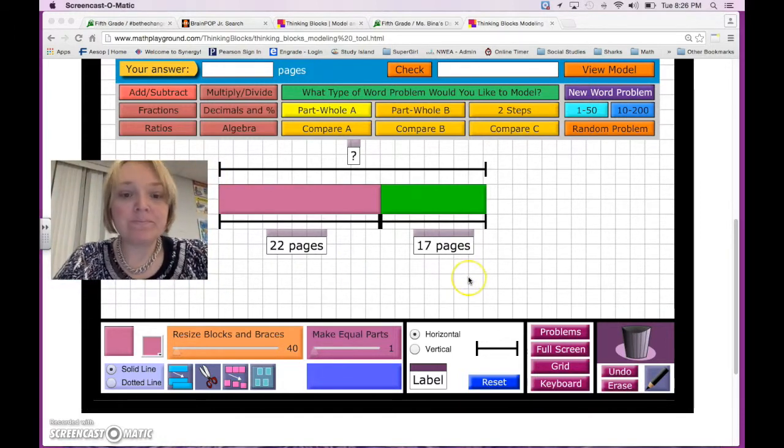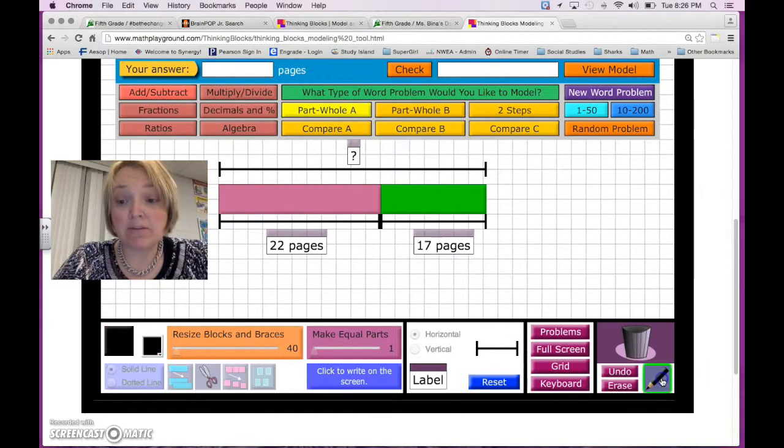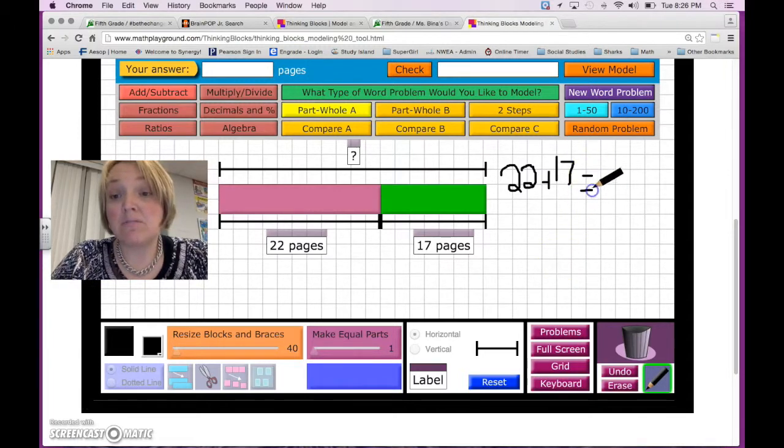Okay. So when I'm looking at this now, I have to determine how I am going to get my question mark. Well, I can do a couple different equations. It looks like I'm going to take my pencil tool right now, and if I add 22 plus 17, that's going to give me my question mark. So one of my equations can be 22 plus 17, and I'm writing with my mouse pad, so it's not very pretty, equals my question mark. Okay, that's one equation. So I can actually solve that just by adding the two numbers.